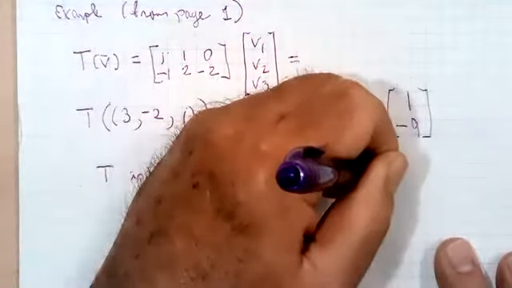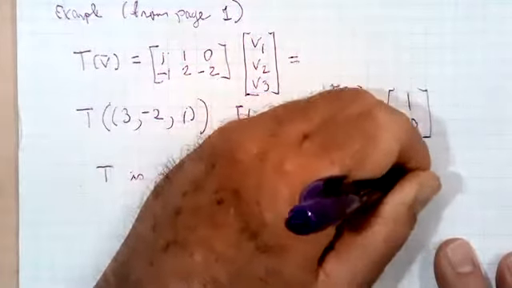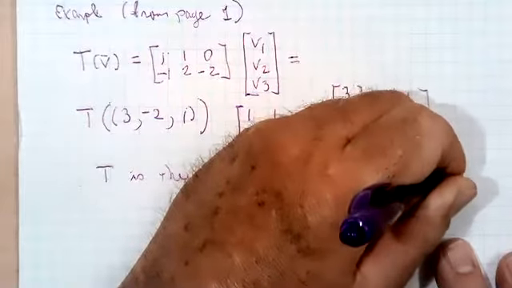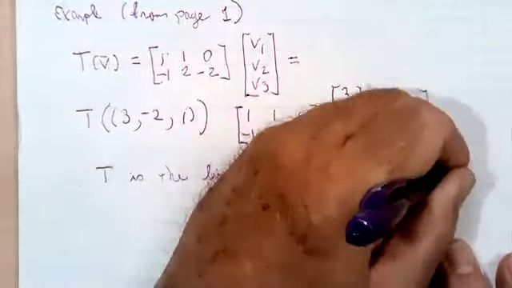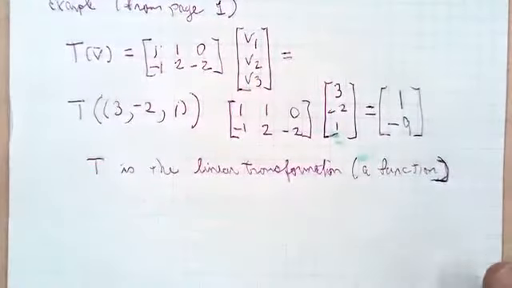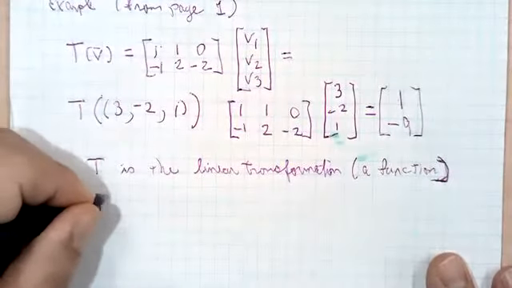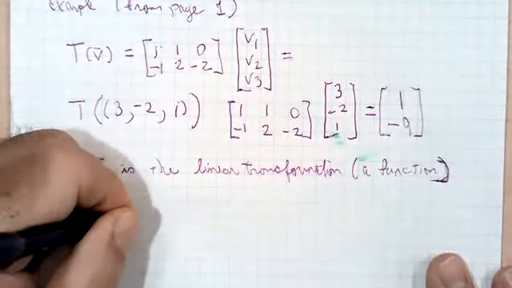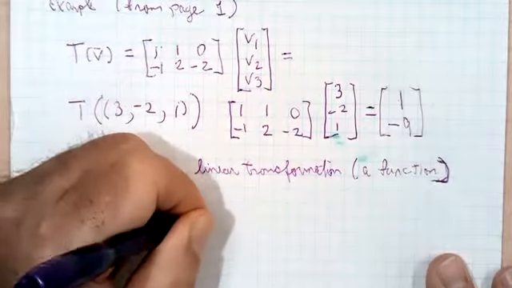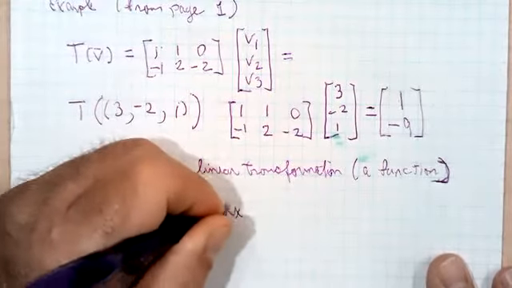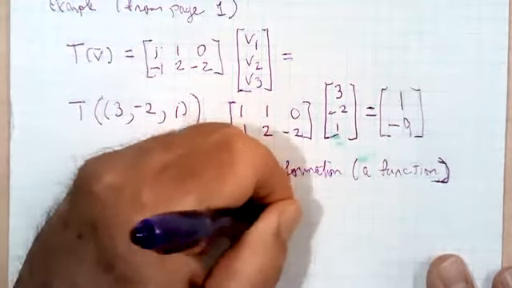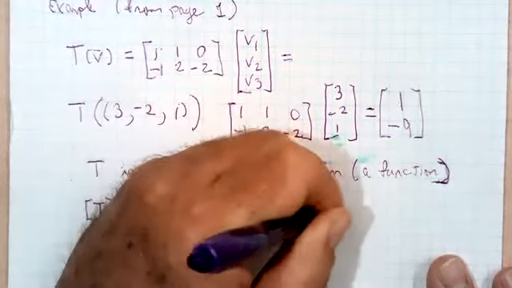Which after all is a function. And if I were trying to distinguish between the function and its matrix, then I would probably write this. That's the matrix of the linear transformation.